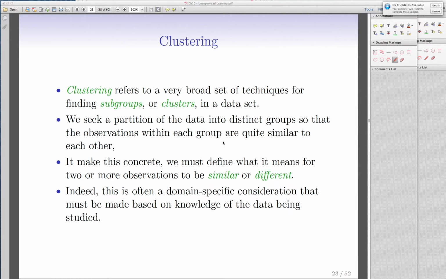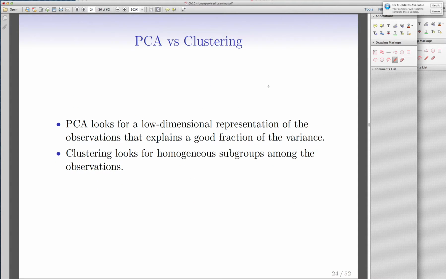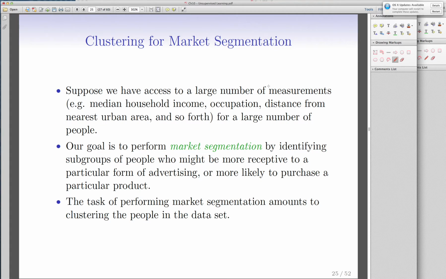So let's look at the distinction of clustering and principal component analysis. In principal component analysis, we look at a low-dimensional representation of the data, which represents most of the variation of the data. However, in clustering, we look for homogeneous subgroups among the observations.